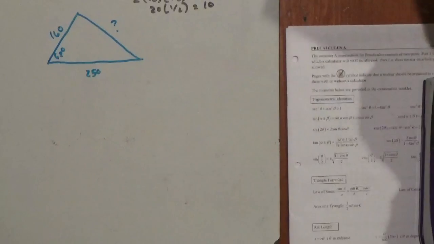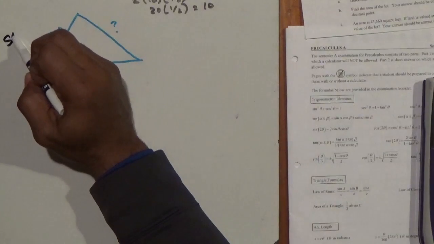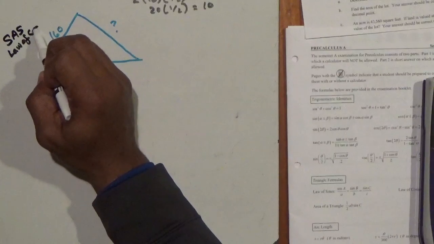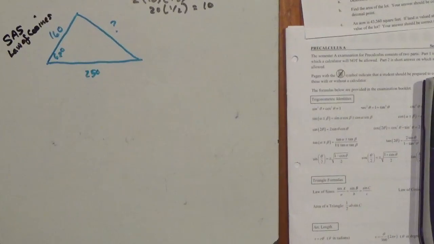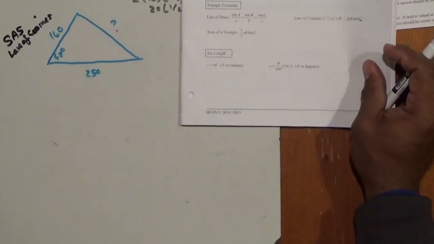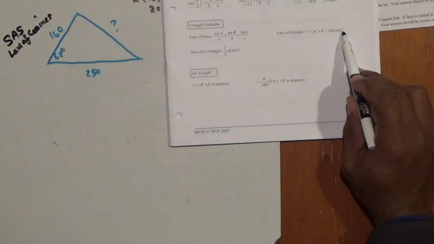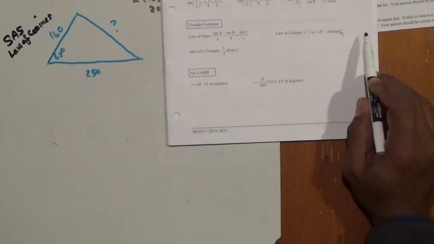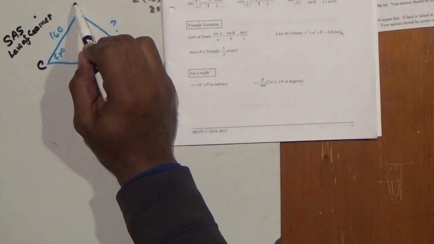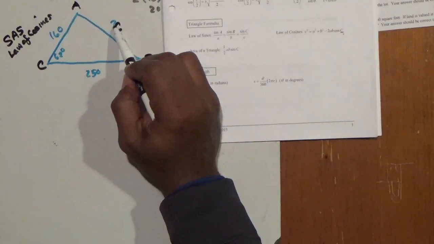In this problem, we're dealing with a side-angle-side, and for side-angle-side, we're going to use the law of cosines. If we look at the law of cosines formula, they're giving you angle C, so we're just going to make this C. It doesn't matter what angle A and angle B are. That means we're looking for side C.